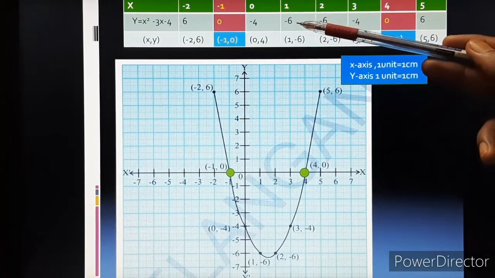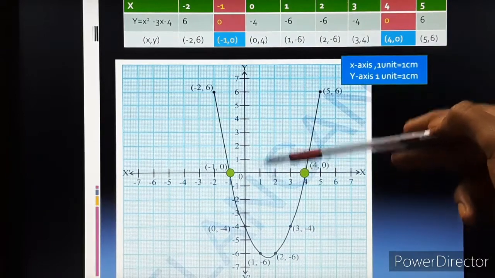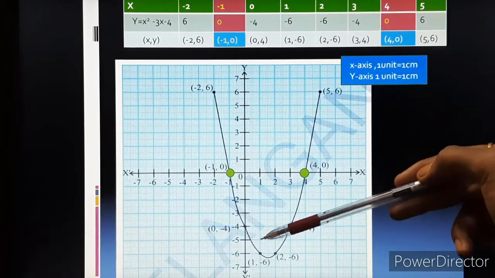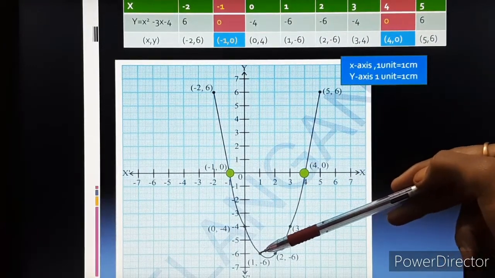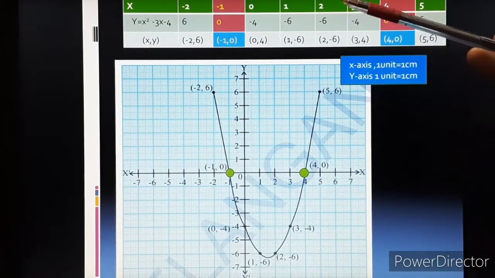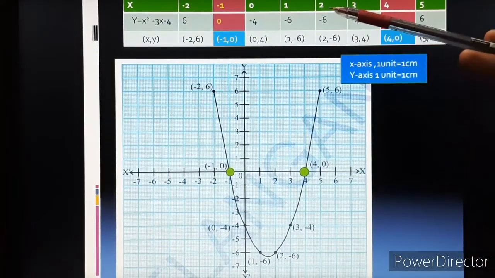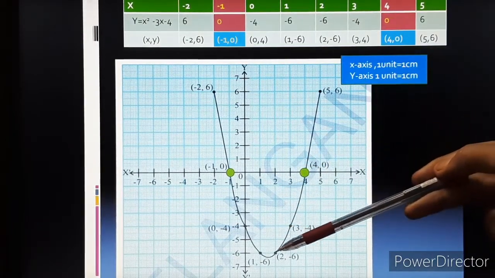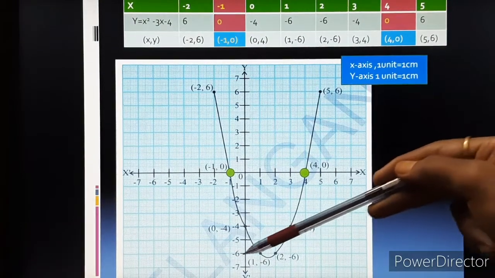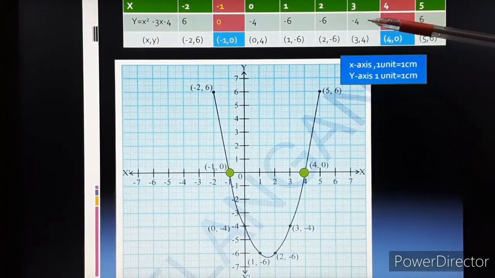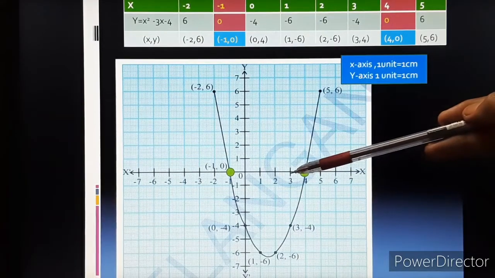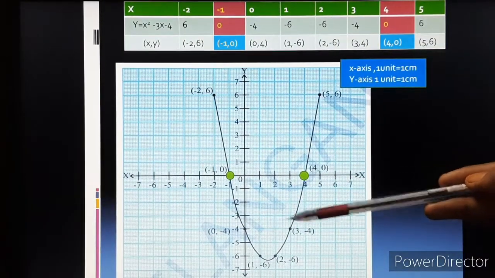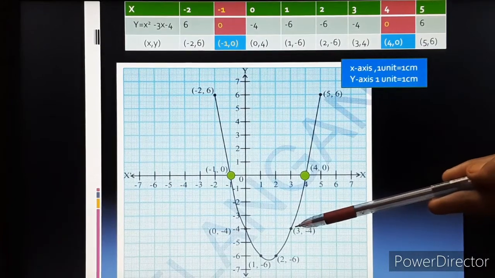Now 1 comma minus 6. X coordinate is 1. Y coordinate is what here? Minus 6. So for 1 we have minus 6. This will be the point. Right. Next 2, minus 6. Here also we got minus 6. So for 2 on x axis we'll have minus 6 again for y. Again here 3, minus 4. X coordinate is 3. Y coordinate is minus 4. So here I am taking 3, we got minus 4. This will be the point.